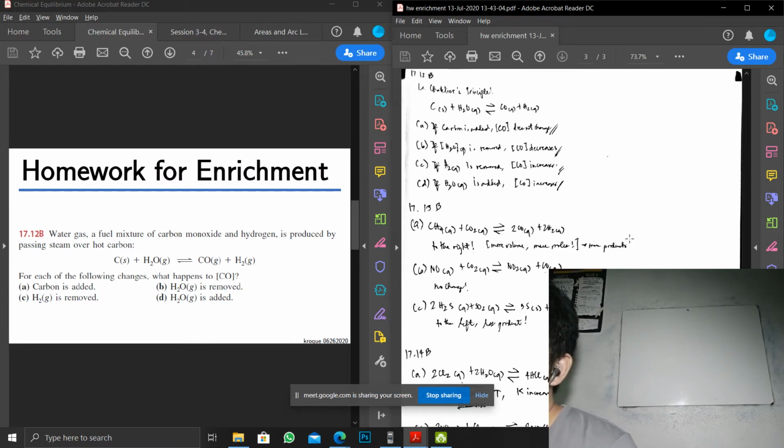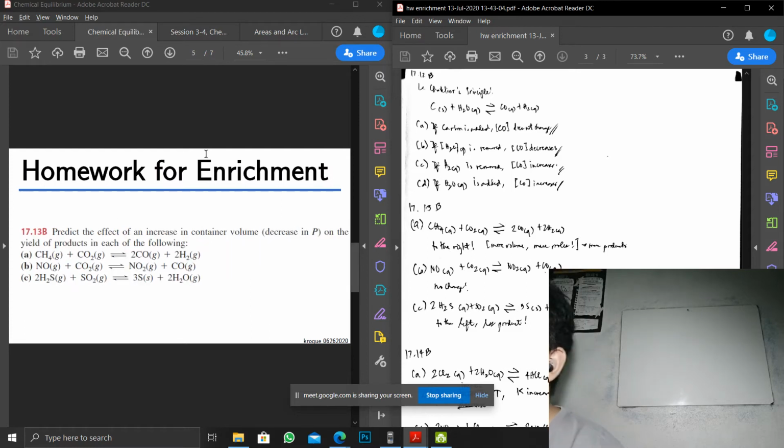So, CO must increase. For number 13, increasing container volume. So, it should favor the reaction with more moles, no? Sa side na may more moles. So, for letter A, mas maraming moles yung product side. So, doon papunta yung reaction. Dadami yung products. For letter B, pareho lang ang bilang ng moles, 2 moles, 2 moles. So, dapat no change. And lastly, letter C, mas maraming moles yung kaliwa. Kasi yung isa sa kabila, solid siya. So, to the left. So, less product ang mangyayari.